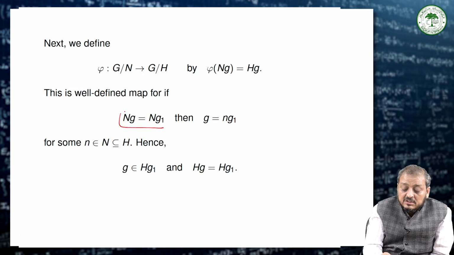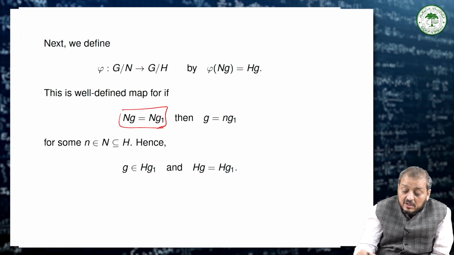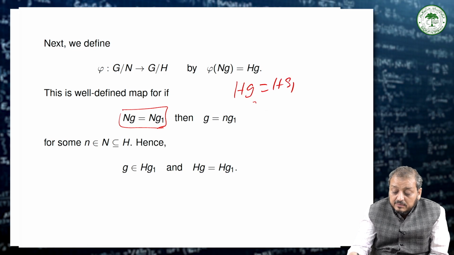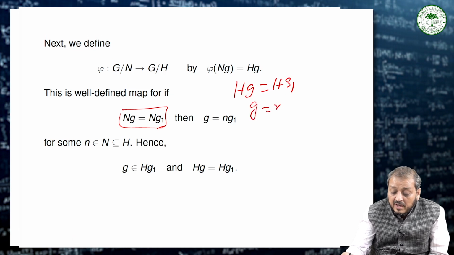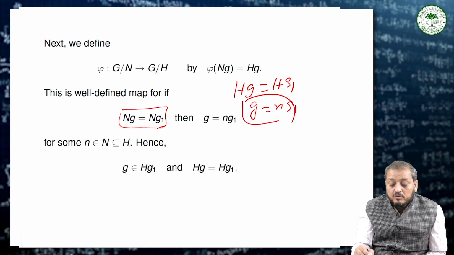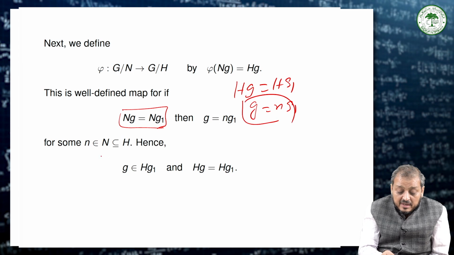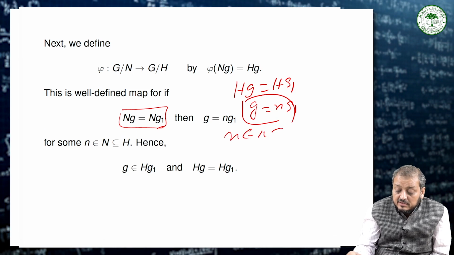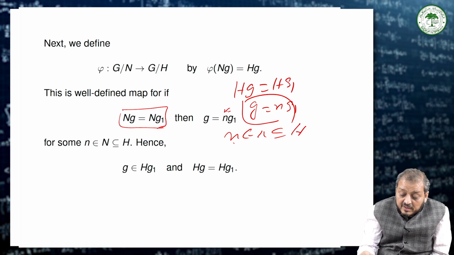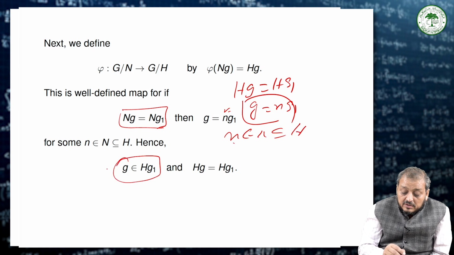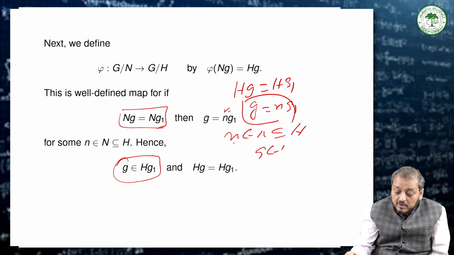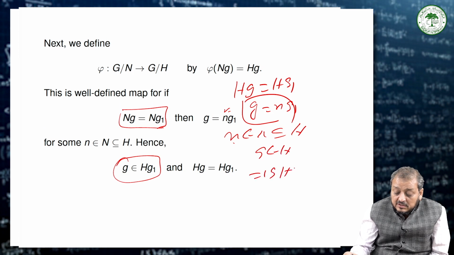If you have Ng1 equal to Ng, and now you know that Hg is equal to Hg1, then g can be written in the form of n of g1, and by the property of a coset, N is a subset of H, so n is an element of H. So this means g is an element of Hg1, and if g is an element of Hg1, then again g is an element of H, and gH is equal to H.